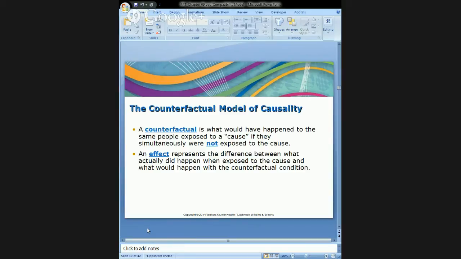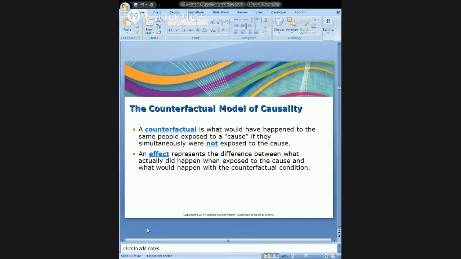Okay, some terms that you're going to see in your text. Counterfactual. This is if we do nothing. If we have two groups of people, or if we have one group of people, would they have the same outcome regardless if they receive the intervention or not?